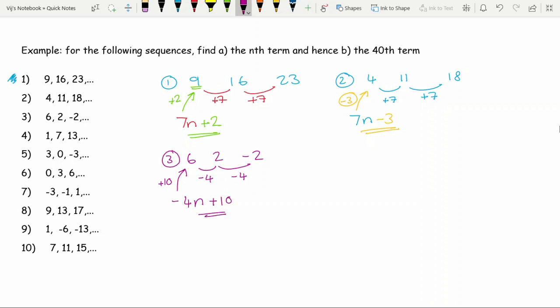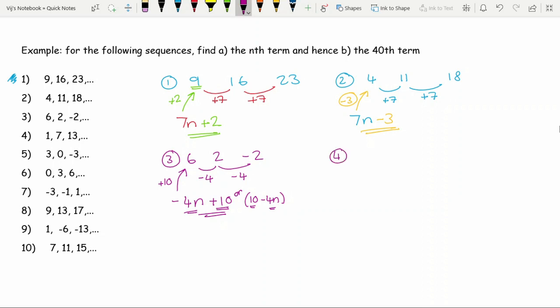Now, if you do have a negative n, then what you could do is write this as 10 minus 4n, which is exactly the same, because in this, my 10 is positive and my 4n is negative, and here my 4n is negative as well. So you can write it in one of two ways, depending on whatever you prefer.